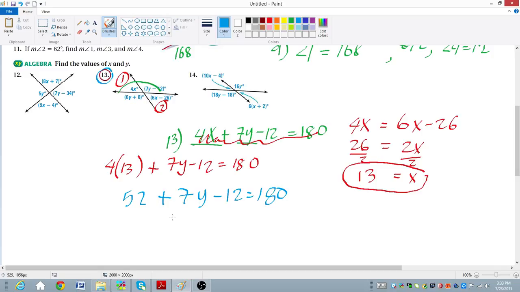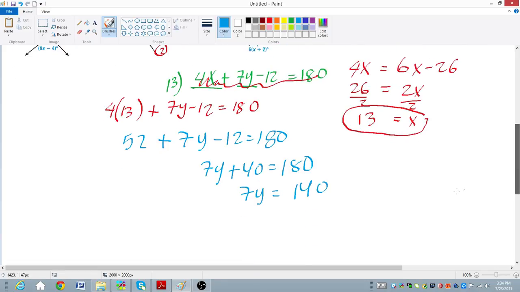Now I'm going to take 52 minus 12, and that's 40. So you have 7y plus 40 is equal to 180. I'm going to minus 40 from both sides. 7y is equal to 140. And then I'm going to divide by 7, divide by 7 here, divide by 7 here. 140 divided by 7 is equal to 20. y is equal to 20. So I found x and I found y.